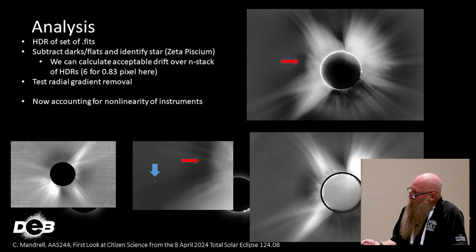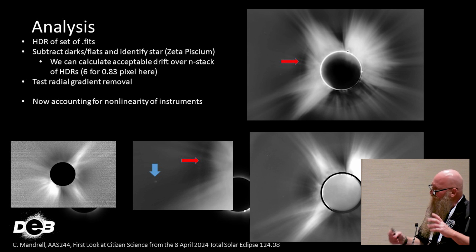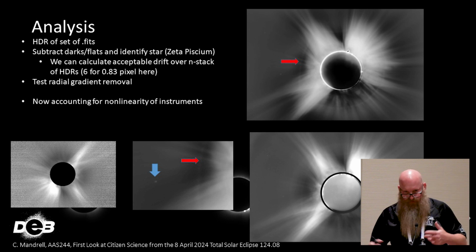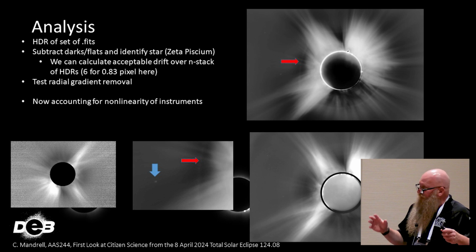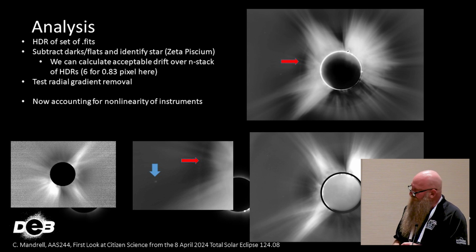So what's useful about that? Well, we have to clean that up. We're going to have to subtract darks and flats and do some wiggling around, playing with some numbers. But then we get a cleaner image that also allows us to now look for a star in the star field. And then this allows us to do some calculations and say how many of these HDRs can we stack while looking at the movement of this and the limb of the moon and the sun.